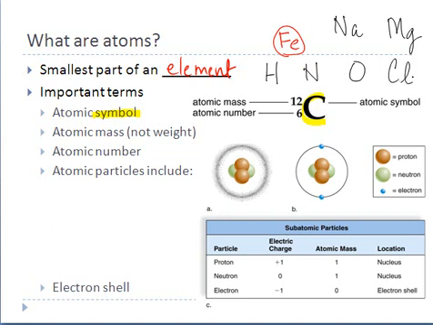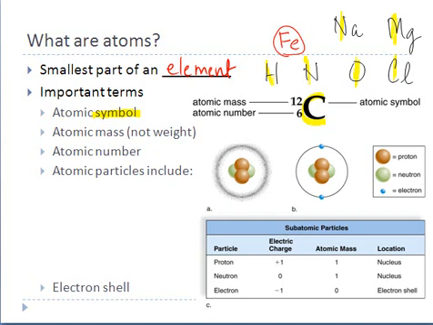Notice that if I use one letter, it's always uppercase. If I use two letters, the first letter is uppercase and the second letter is lowercase. So most of these elements have a symbol and they're given in the periodic table. And the ones that I just named are the ones that you really would need to know for biology classes. Each atom has subatomic particles.